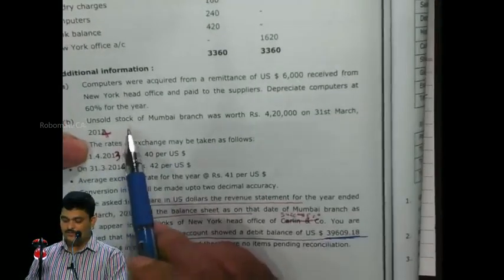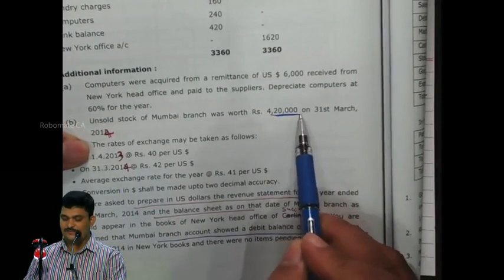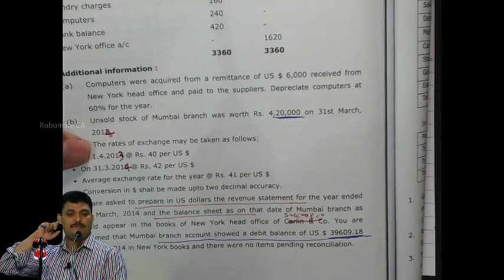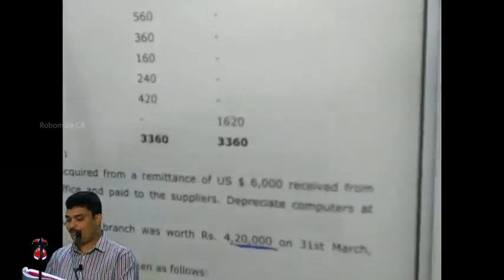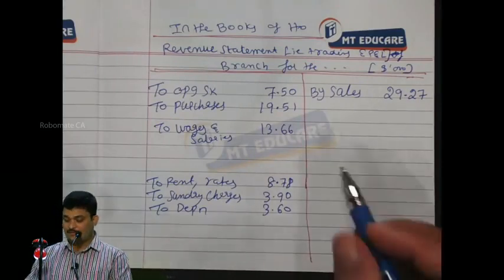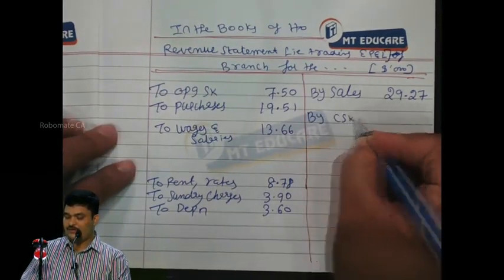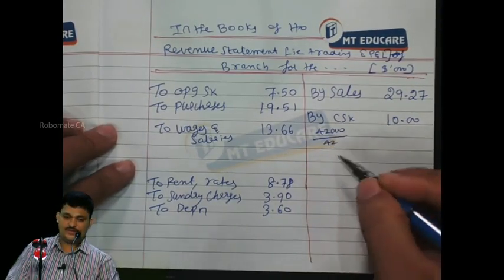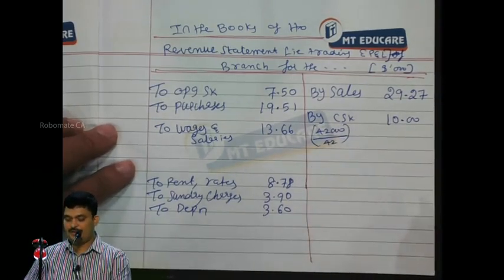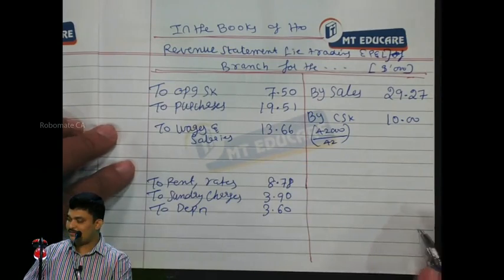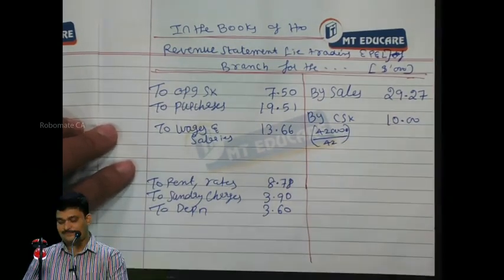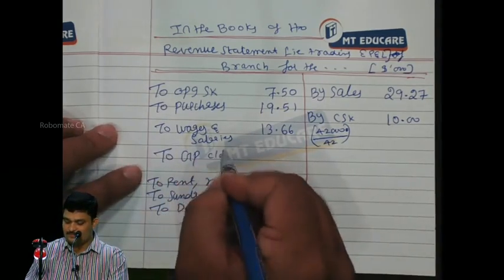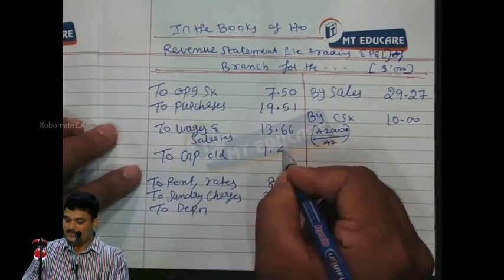Then unsold stock of Mumbai branch was 4,20,000 in rupees. In dollars, it is translated using what rate? Closing rate. So how much is that? 4,20,000 by 42. 10. Correct? 4,20,000. Okay. So to gross profit 1.40.